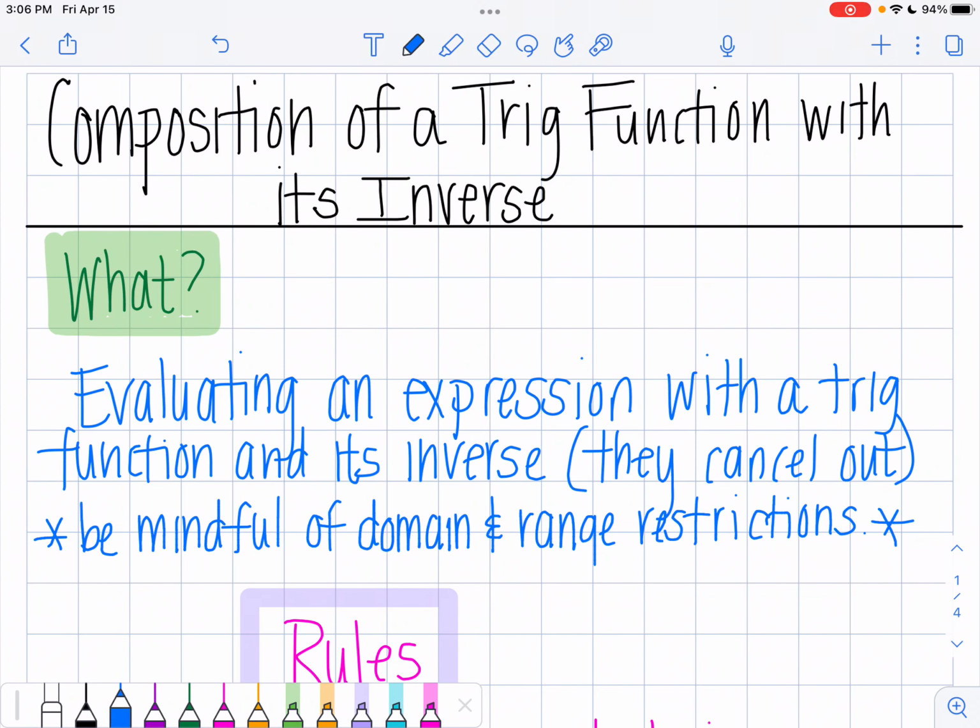In this video, we are going to learn about the composition of a trig function with its inverse. So what does that mean we're doing? We're going to evaluate an expression with a trig function and its own inverse. Hint, they cancel each other out. But we have to be mindful of the domain and range restrictions when we're dealing with inverse trig functions.